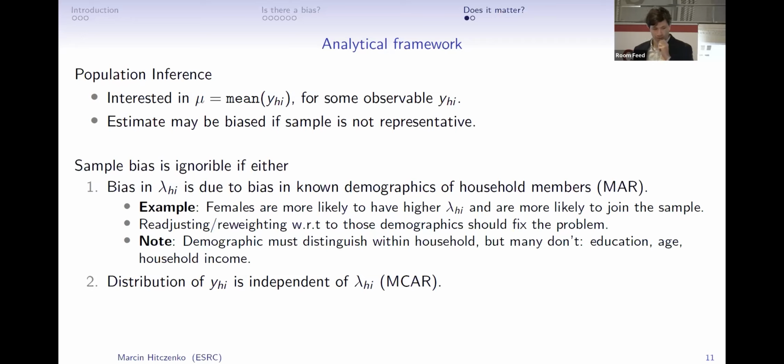A point of note here is that, to do that, the demographic must be good at distinguishing people within households. So gender is a pretty good example. But a lot of the standard demographics that are used in post-stratification, like education, age, obviously household income, are not, because they tend to be similar in a lot of households. So it doesn't serve as a good way of distinguishing one person from the next.